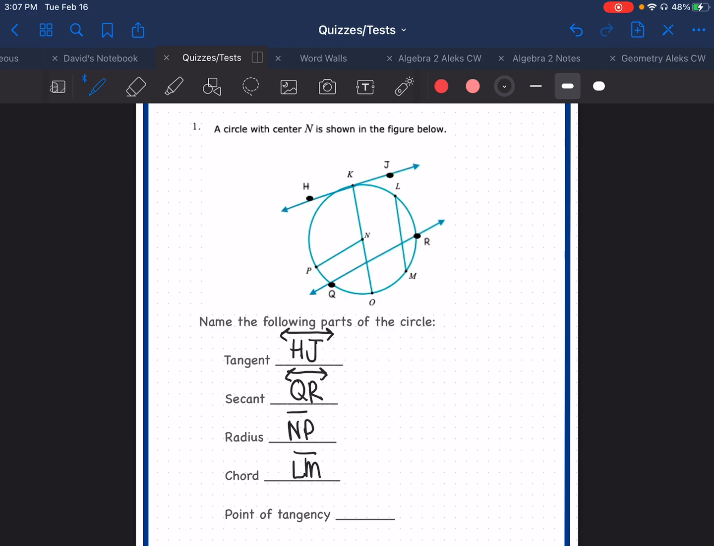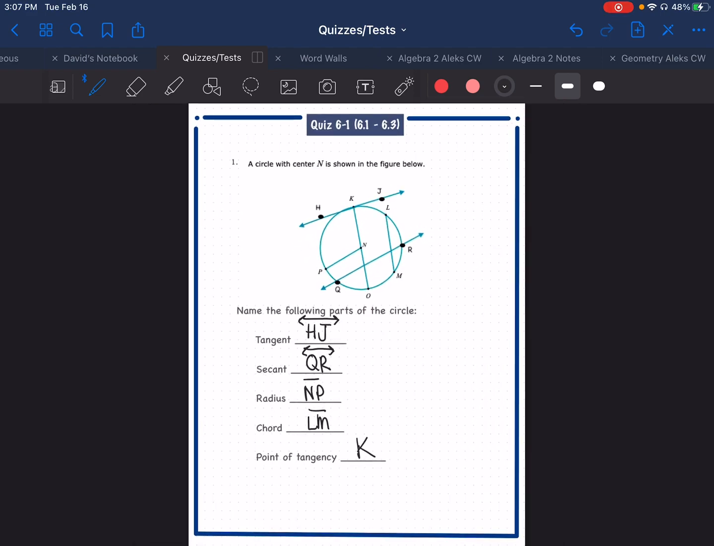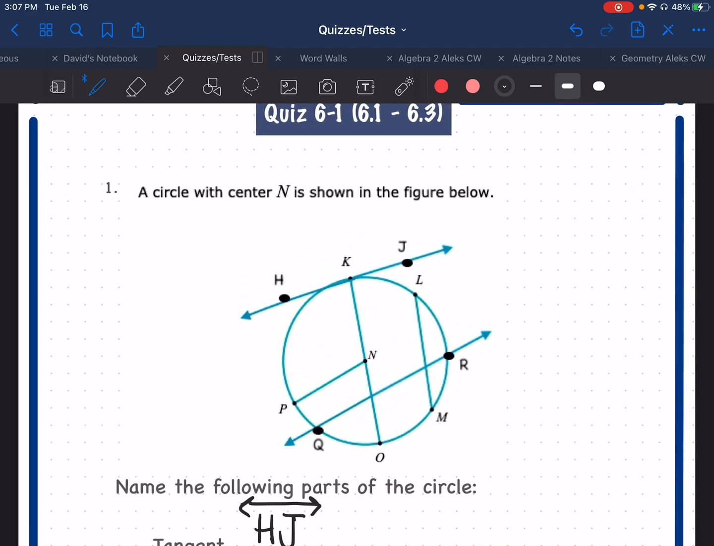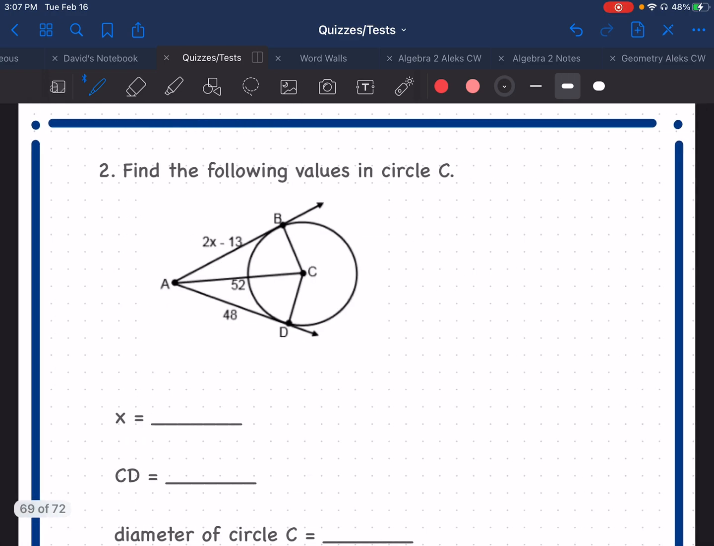The point of tangency. So the point of tangency, notice that this and this kind of look the same. So I'm going back to my tangent line, and which one of these 3 points does it touch the circle at? It touches at K, so that would be my point of tangency. That's it for the first page. Let's go ahead and take a look at question number 2.